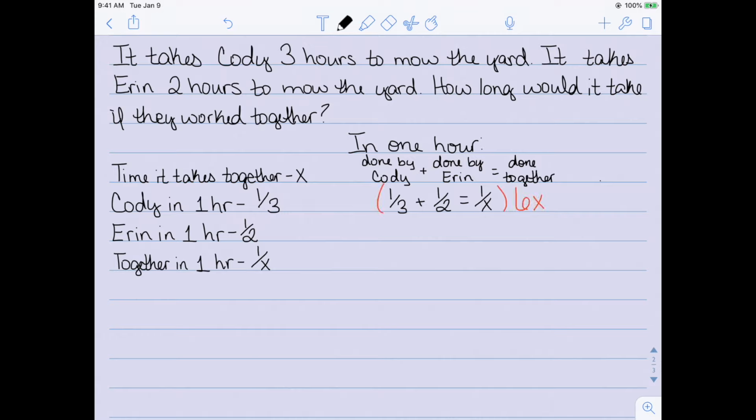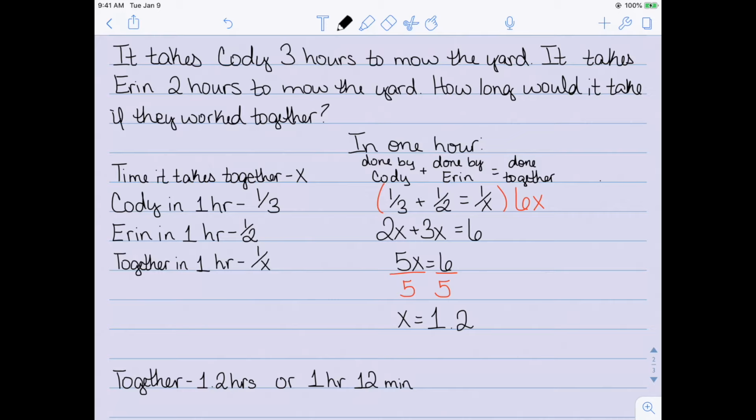1/3 times 6x is 2x. 1/2 times 6x is 3x. And 1 over x times 6x is 6. We can then combine like terms. That'll give us 5x equal to 6. We then divide both sides by 5. And that gives us x is equal to 1.2. So working together, it should take them 1.2 hours or 1 hour 12 minutes.